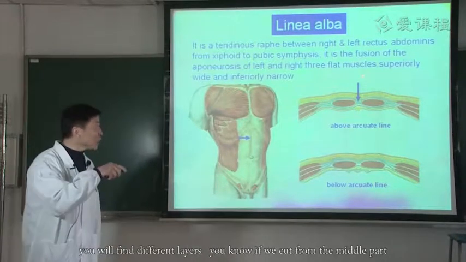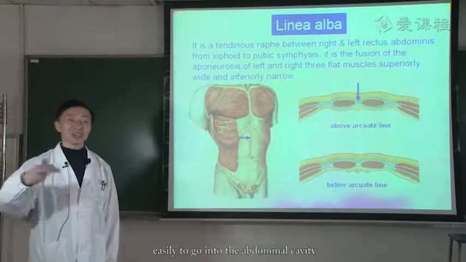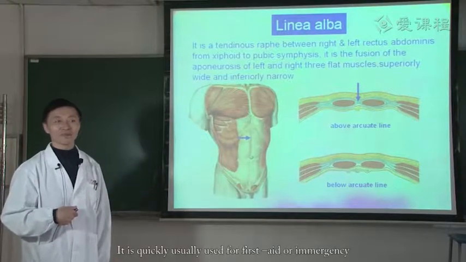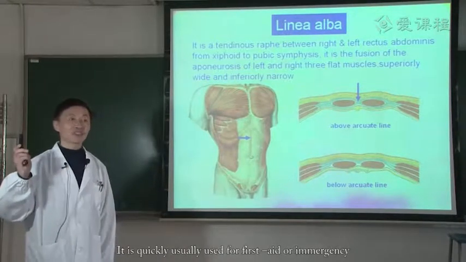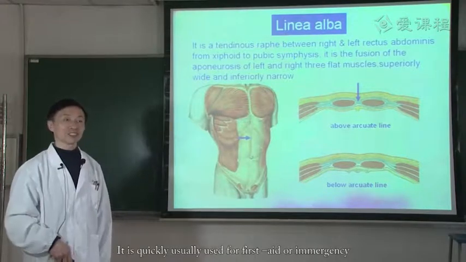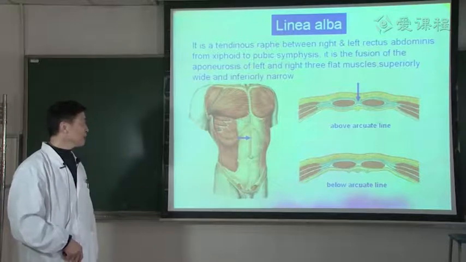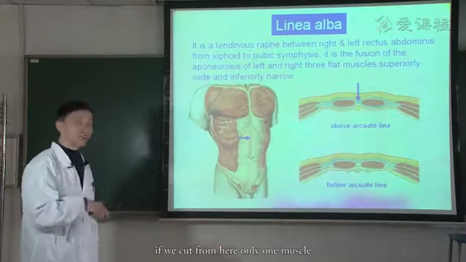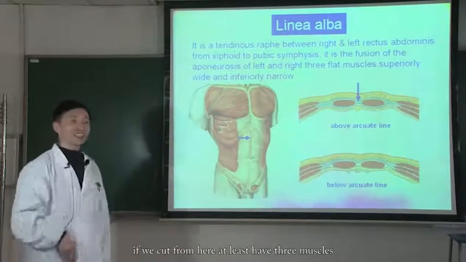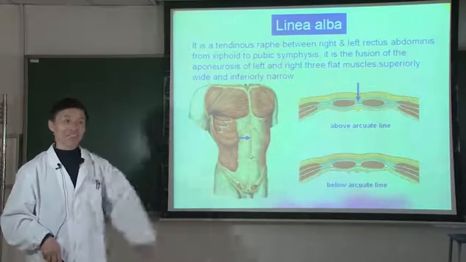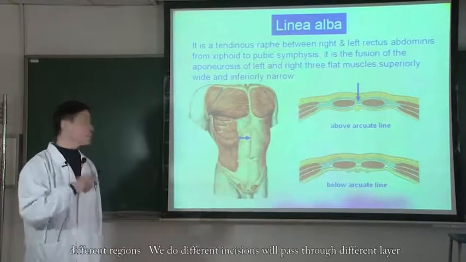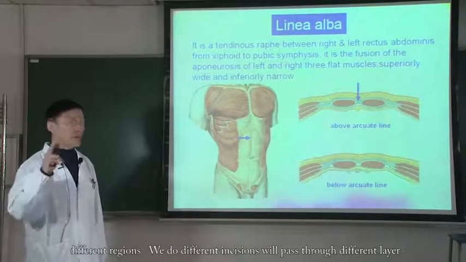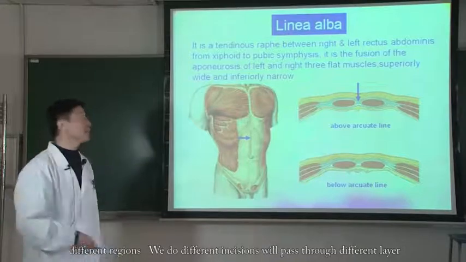If we cut from the middle part, it is easy to go into the abdominal cavity. It's quick. Usually used for first aid or emergency. If we cut from here, no muscle. If we cut from here, only one muscle. If we cut from here, at least three muscles. In different regions, we make different incisions. We also pass through different layers.